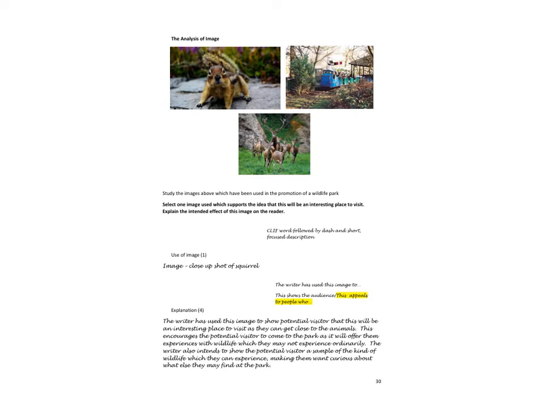So let's look at page 30. Who do you think the audience of this text will be? What is the purpose of this text? Well, it's obviously an advertisement for a wildlife park. So who's the audience going to be? It's going to be families. It's going to be people with an interest in wildlife and conservation.